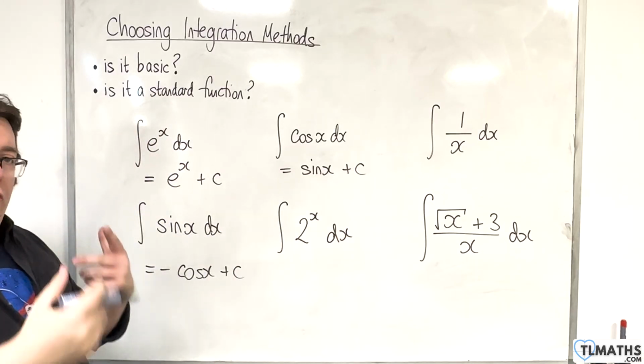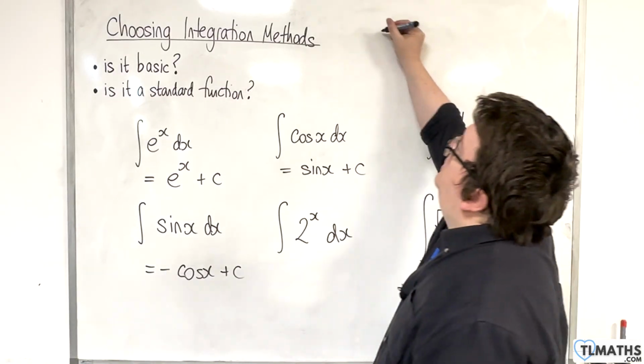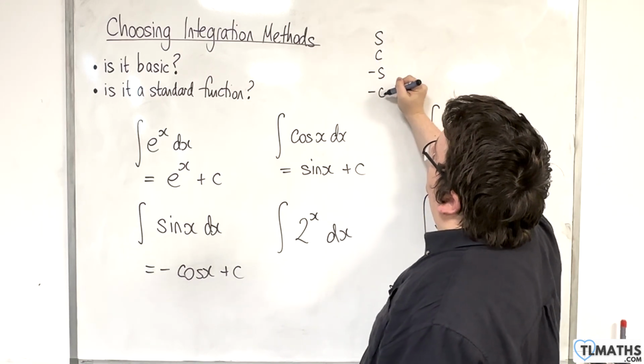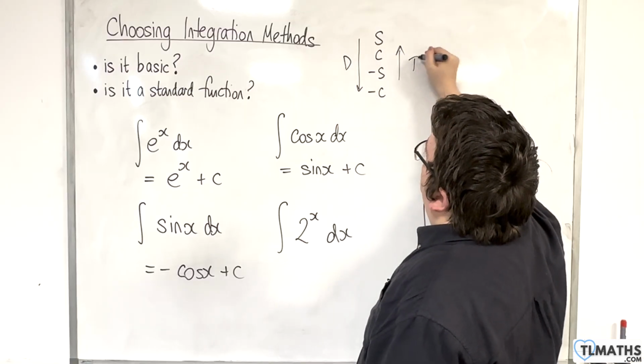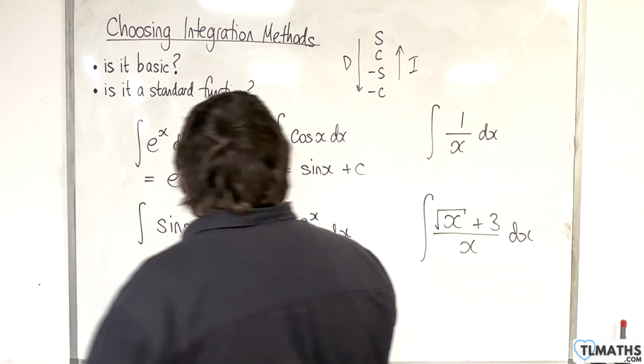So in the order of integration and differentiation with sine and cosine, it goes sine, cosine, minus cosine. Differentiating your way down, integrating your way back up. So if that helps you remember, that's what you need to use.